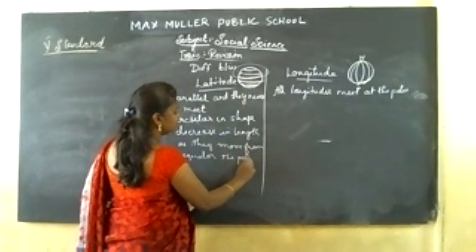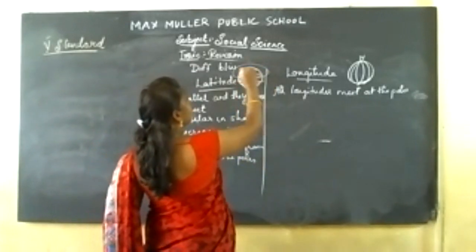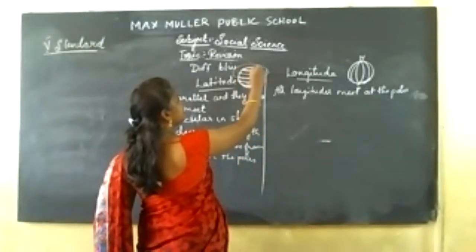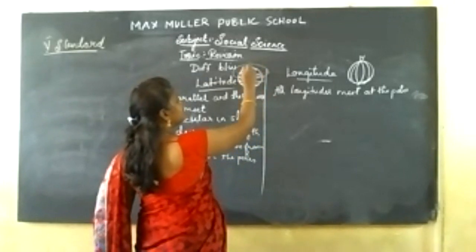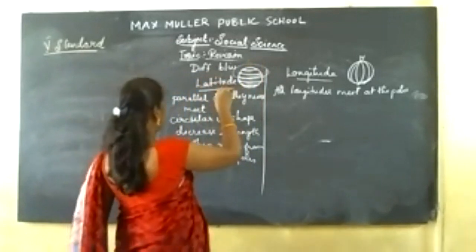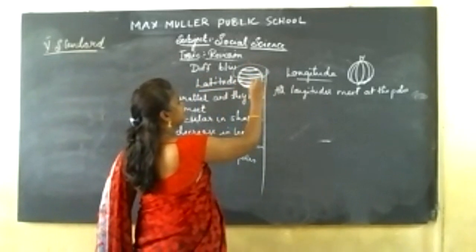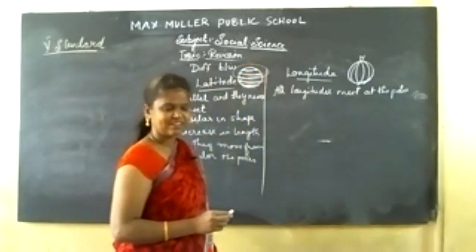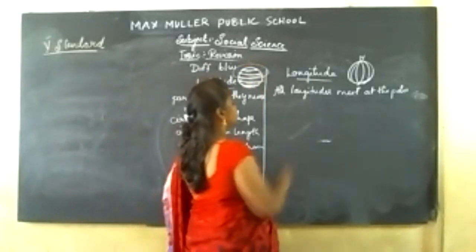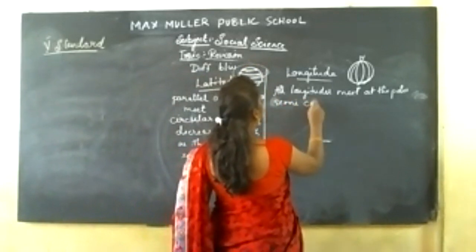So what happens here? You can see that here there is a big line. While going towards the poles, what happens? The imaginary lines going far away towards the North Pole are getting decreased in length. It's becoming very small, and it is circular in shape. Whereas longitudes are semicircle in shape.